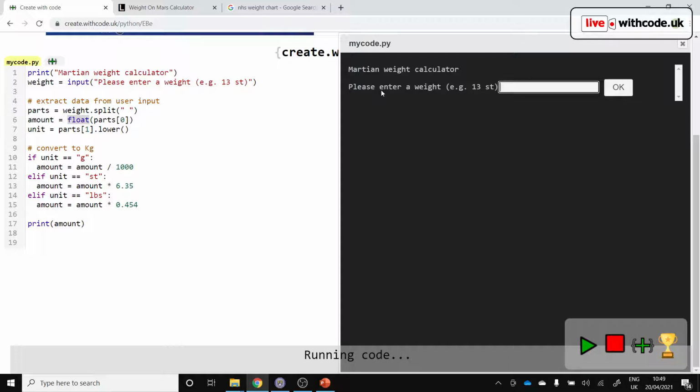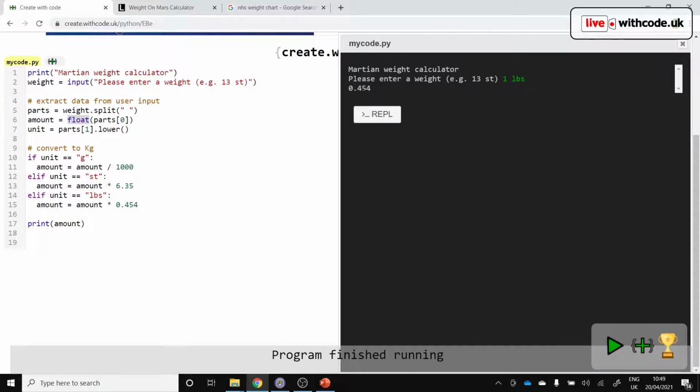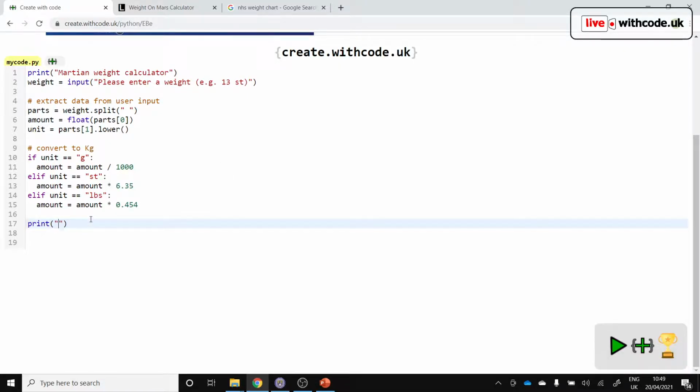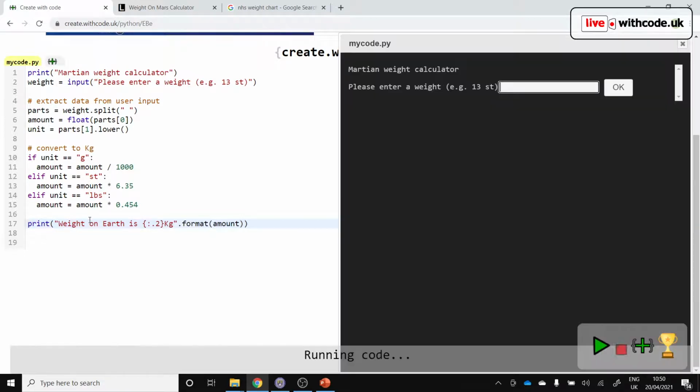And what else can we do? 1 pound is 0.54 kilograms. Excellent. Now it would be nice to put some units on there. So let's use string formatting. So weight on Earth is, and then something in kilograms. What's it going to be in kilograms? Well, we'll put a value in here. That value is going to be displayed to 2 decimal places, and then we'll use string formatting to display the amount in here. So let's try 1 kilogram.